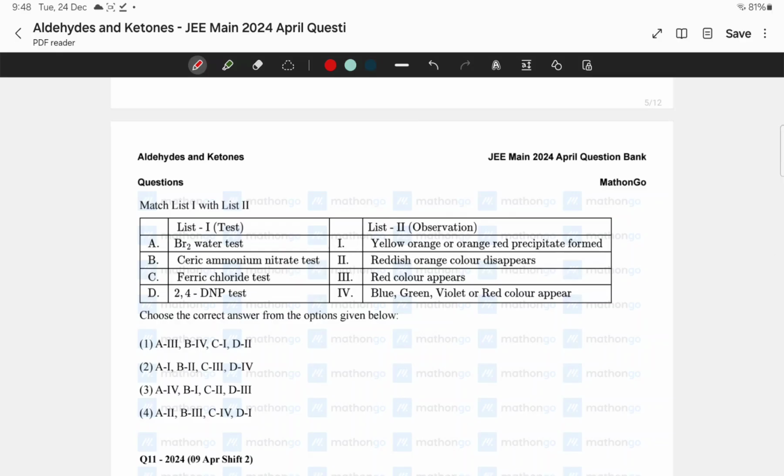Bromine water, silver ammonia. Okay, this is also a test from which chapter? Practical chemistry, but it is somewhat related with identification of organic compounds. So this is a very important question. Now, bromine water test. What happens? Reddish orange color disappears. Bromine water decolorizes. You remember? So A2.